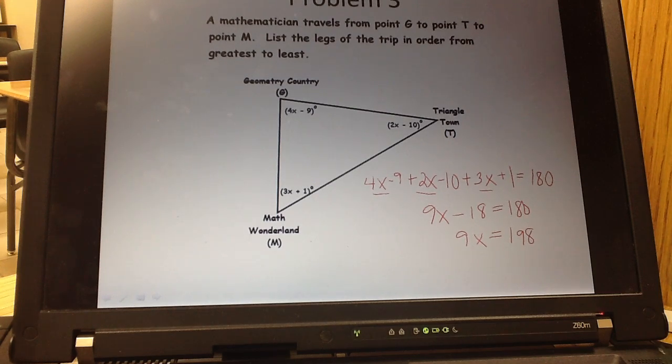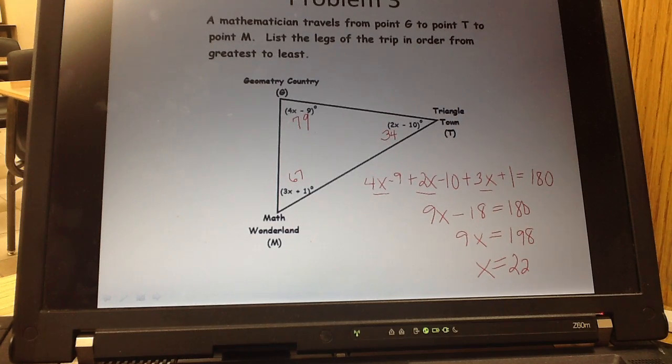So when you divide, you're going to get x is equal to 22. Okay, so now we got to go back and plug in. 22 times 3 plus 1, 66 is 67. 22 times 4, 88 minus 9 would be 79. 22 times 2 is 44 minus 10 is 34.